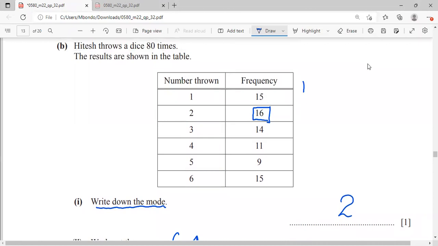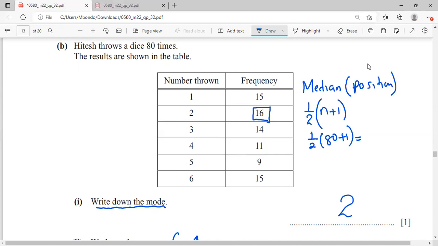For the median, actually, I'm going to say median position. Not really the median, but the position of the median. For the median position, we are going to use n plus 1, isn't it? So we say 1 over 2 times 80 plus 1, which is 1 over 2 times 81. And this will give us 40.5.